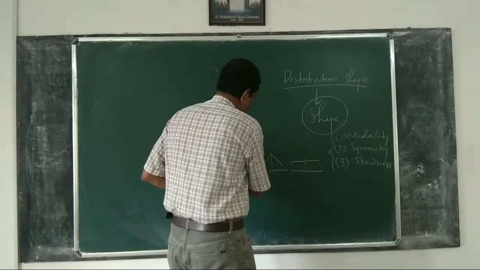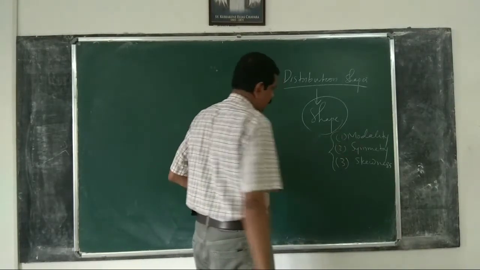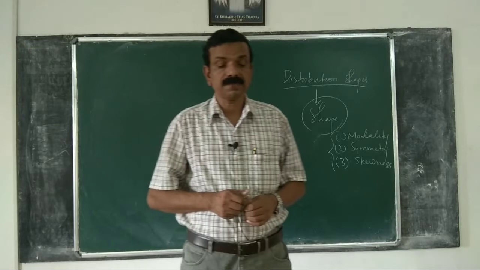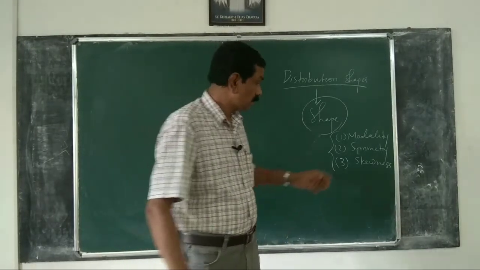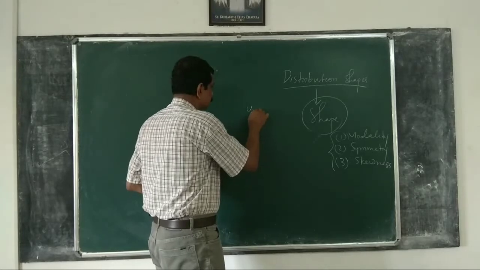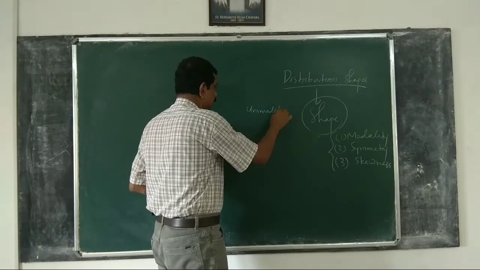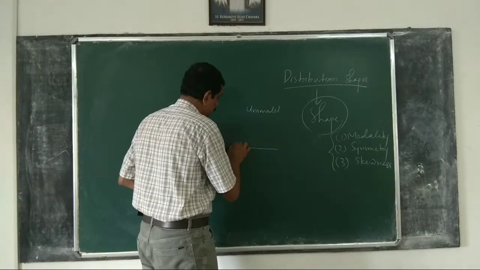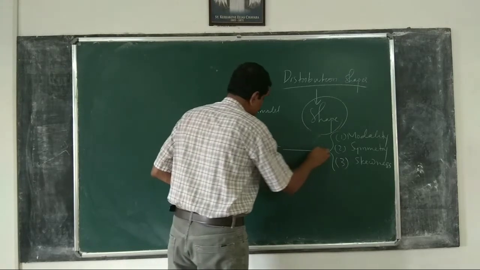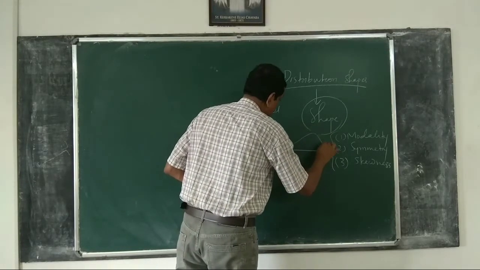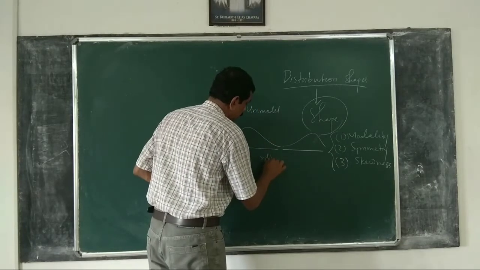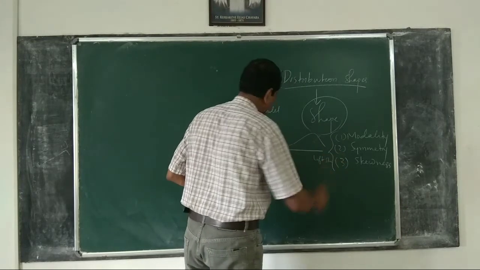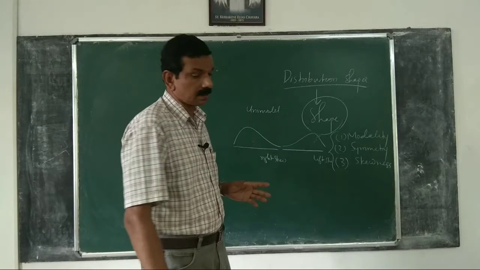The third one is skewness. A unimodal distribution which is not symmetric is either right skewed or left skewed. This is right skewed, this is left skewed. Unimodal, not symmetric.